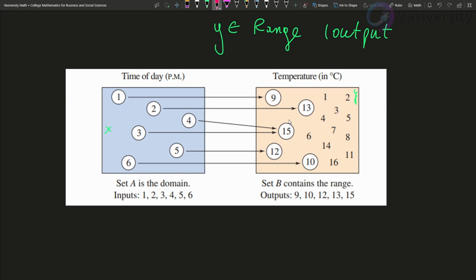Okay, so what can we write? We can write the pairs, the points. So we have that point 1 corresponds to point 9, point 2 corresponds to point 13, point 3 corresponds to point 15, point 4 corresponds to point 15, point 5 corresponds to point 12, and point 6 corresponds to point 10. Okay, so here the important part is we have the x as the input, y as the output, right? In this case, the first set, the time of the day, is the input, and the temperature is the output.